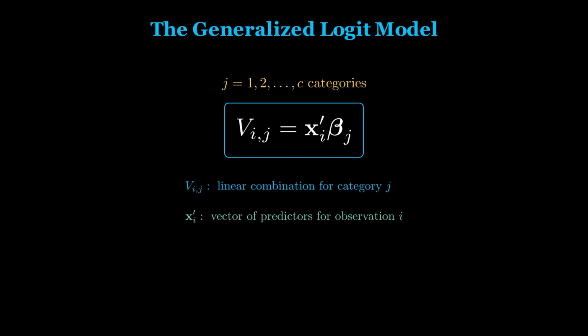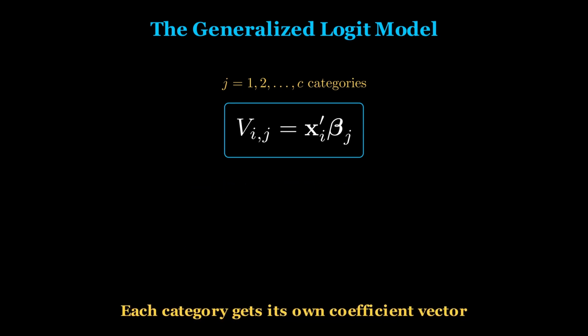Let's break that down. Vij is the linear combination for category j and observation i. Xi transposed is the vector of predictors for the ith observation. Beta j is the vector of coefficients for category j, and c is the number of nominal categories in the response. The key thing to notice here is that each category gets its own coefficient vector. That will matter when we compare this to the multinomial Logit model shortly.